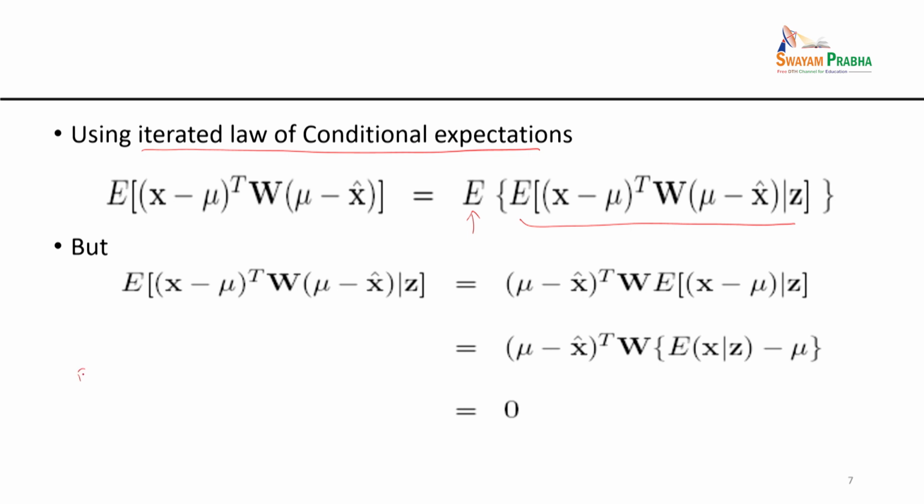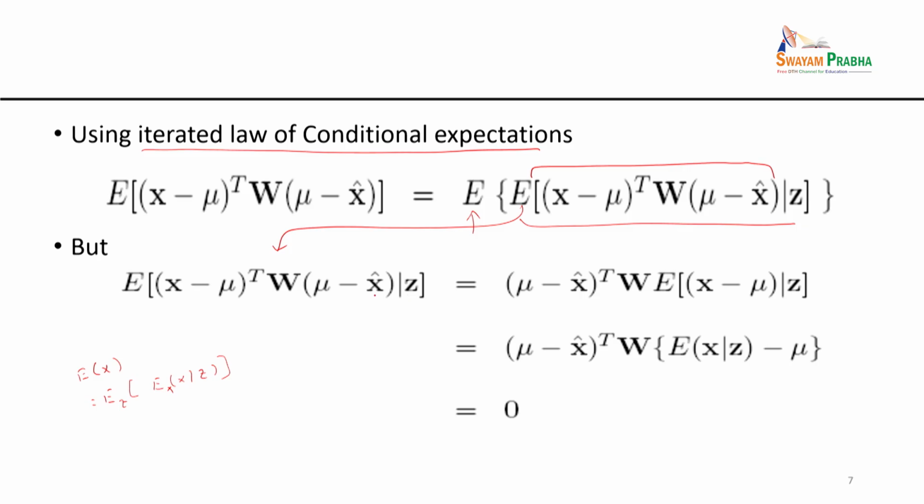That means the expected value of x is equal to the expected value of the expected value of x given z. So this is with respect to z. This is with respect to x. This is called iterated conditional expectation. So this can be written in the iterated form of conditional expectation. I consider the inner conditional expectation, which is (x minus mu) transpose W (mu minus x hat), given z.